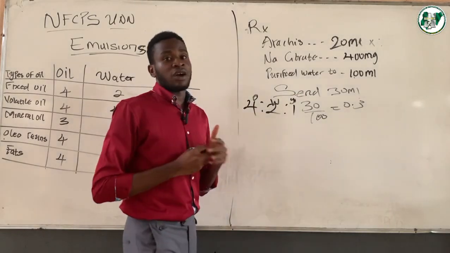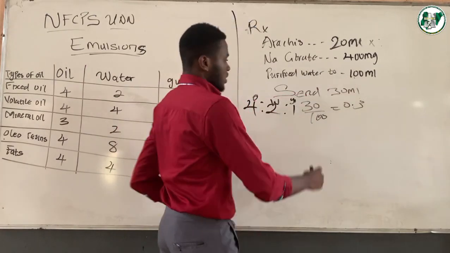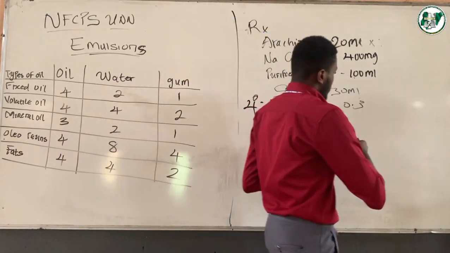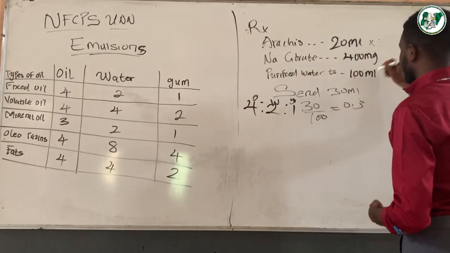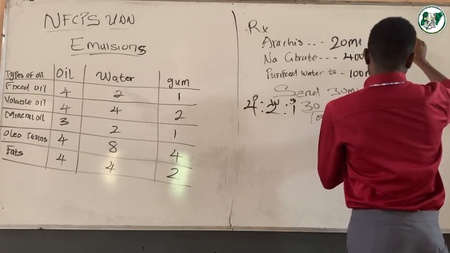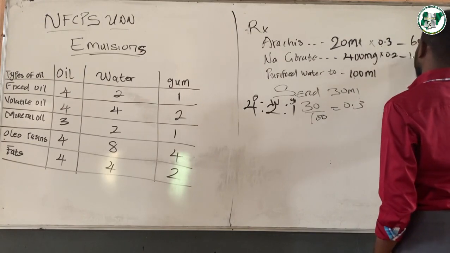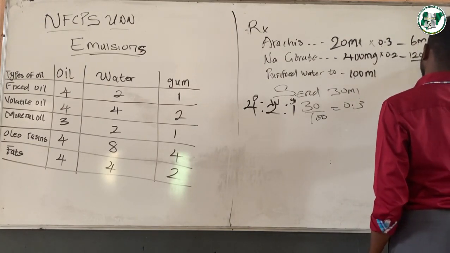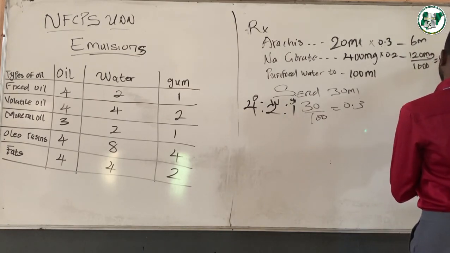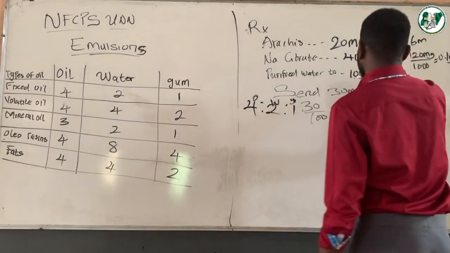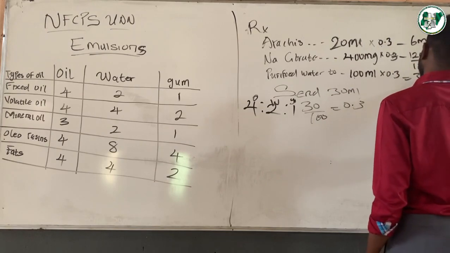But before that, we need to have our multiplication factor settled out. So we are sending 30 and we are asked to prepare 100. So 30 divided by 100 is 0.3. So when we multiply our multiplication factor with our prescription to get our working formula, 20 multiplied by 0.3 is going to give us 6 ml. Then 400 multiplied by 0.3 is 120 milligram. 120 milligram divided by 1000, converting it into gram, is 0.1 gram. 100 ml multiplied by 0.3 will give us 30 ml.